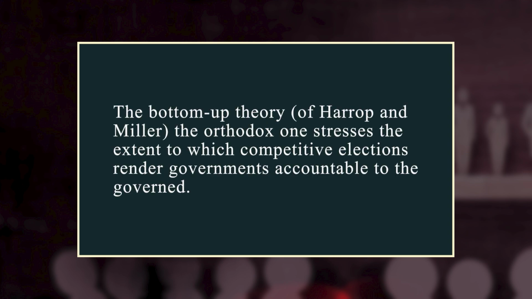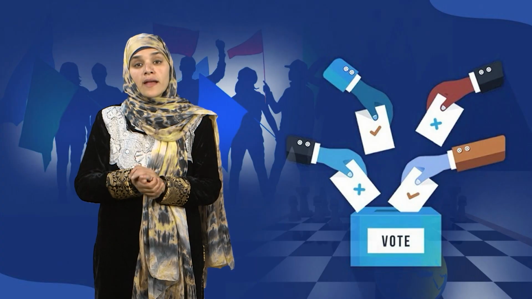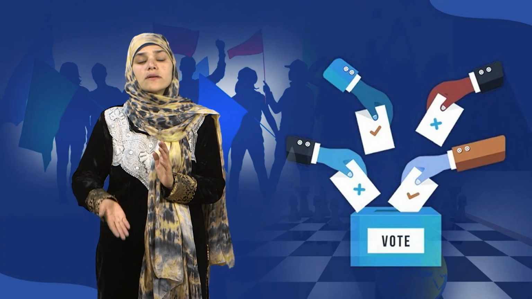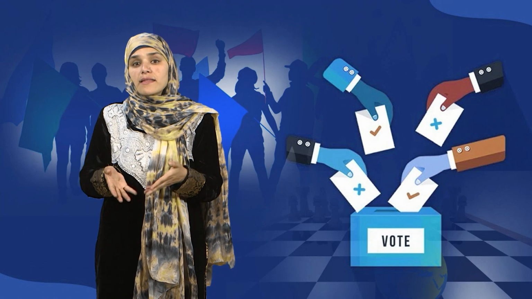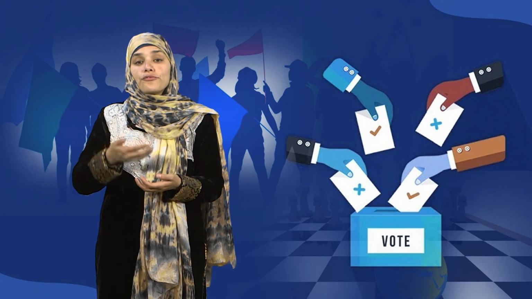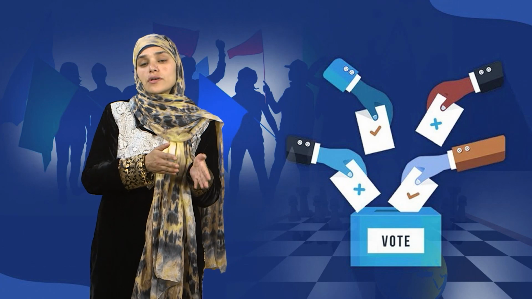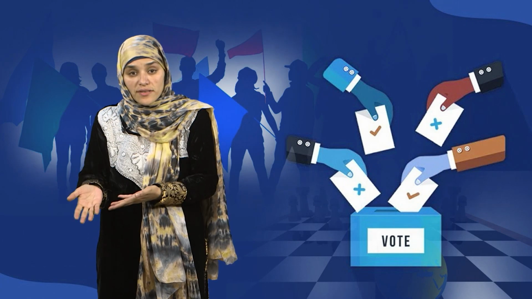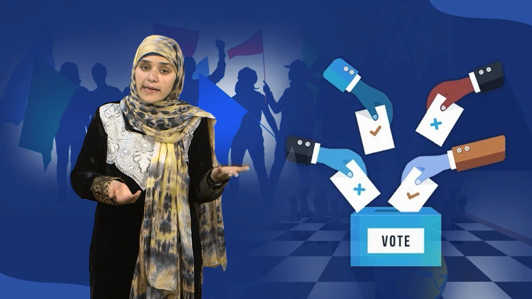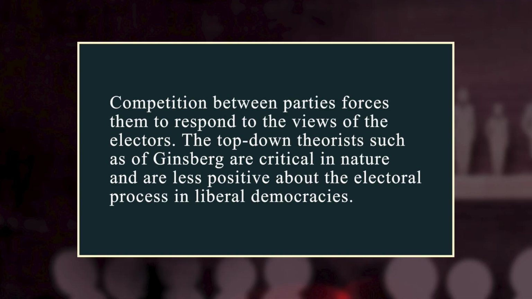The bottom up theory of Harrop and Miller, the orthodox one, stresses the extent to which competitive elections render governments accountable to the governed. This tradition of bottom-up theory emphasizes the upward ascending order, the flow of communication in the electoral process from the bottom, the voters, to the top, parties and government. Competition between parties forces them to respond to the wills of the electors.